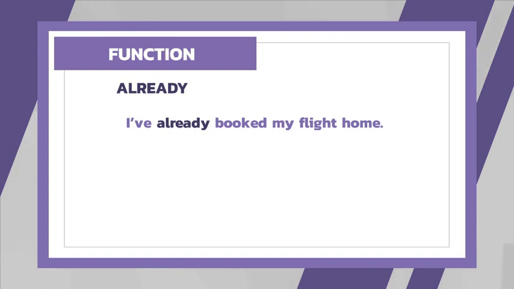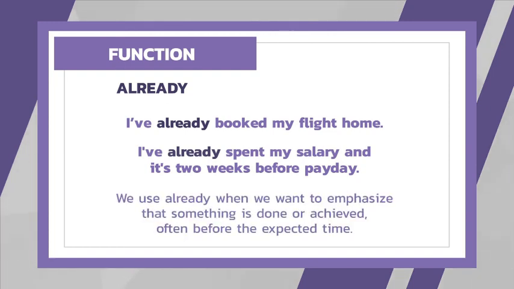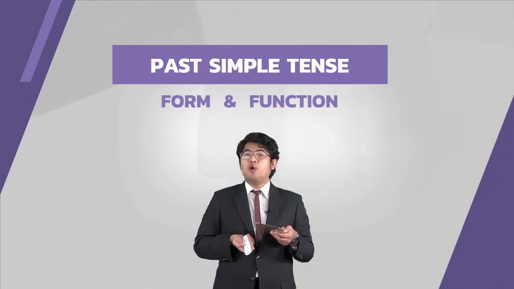Next, already. Okay, you will see just, recently, yet, and already. I've already booked my flight home. I've already spent my salary, and it's 2 weeks before payday. We use already when we want to emphasize that something is done or achieved, often before the expected time. I've already booked my flight home เห็นไหมครับ already booked ไปแล้วก็คือจองไว้แล้วนะครับ หรือ already spent my salary ไปแล้วนะครับเรียบร้อยแล้วนะครับ Next, we will learn about past simple tense, form and function.